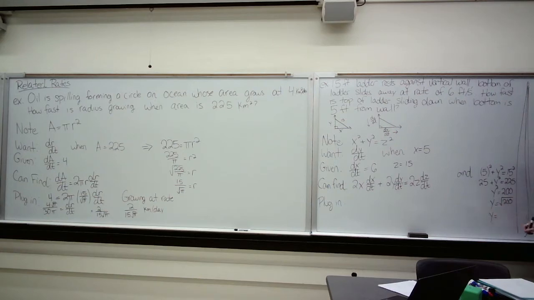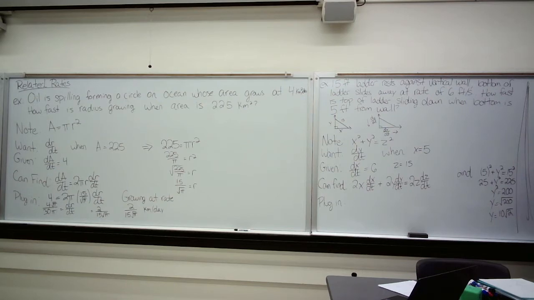Y equals 10 times the square root of 2. Right, because 200 is just 2 times 100. So the square root of 100 is 10. Then I'm left over with my times radical 2.